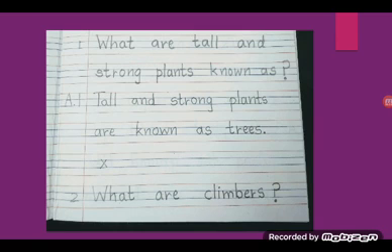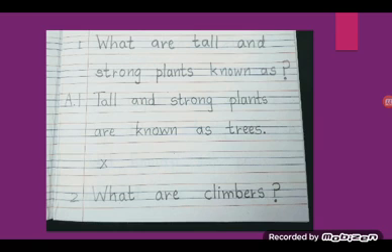Okay. Now as you can see, I have written only 4 words in a line, and that is why it is looking very good. Correct? Now as I told you, we have to leave a line after every question. After we complete one question and answer, we have to leave a line by putting a cross.